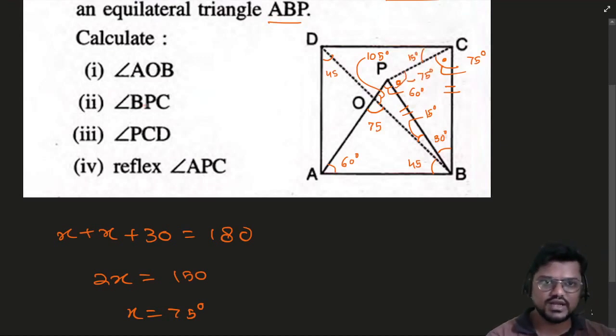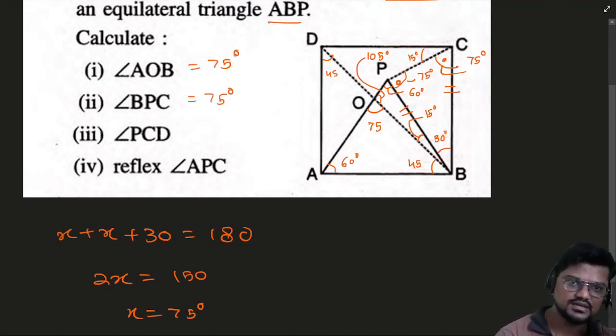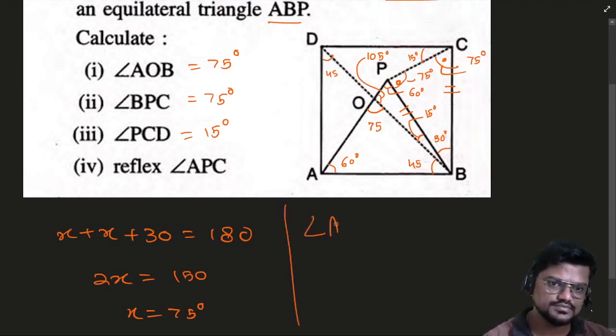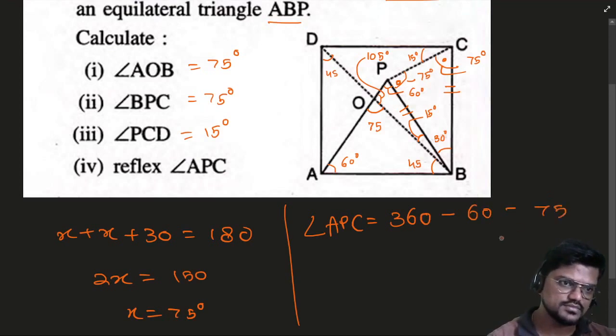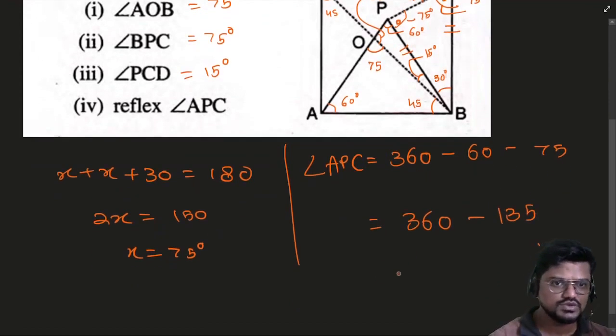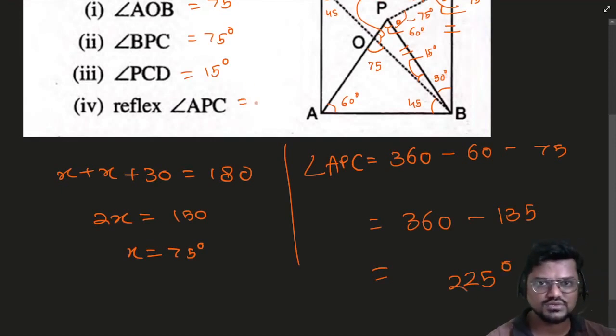What we needed to find: angle BPC is 75 degrees, angle AOB is also 75 degrees, and angle PCD is 15 degrees. After that, the reflex angle APC will be equal to 360 minus 60 minus 75, so 360 minus 135, which is 225 degrees. So this is 225. Understood?